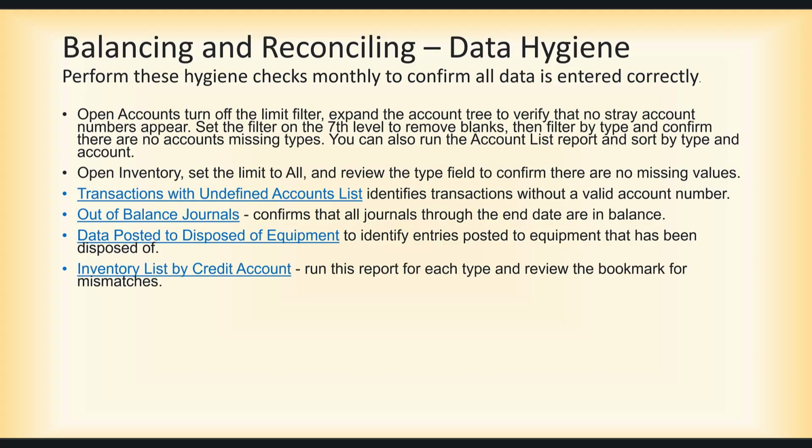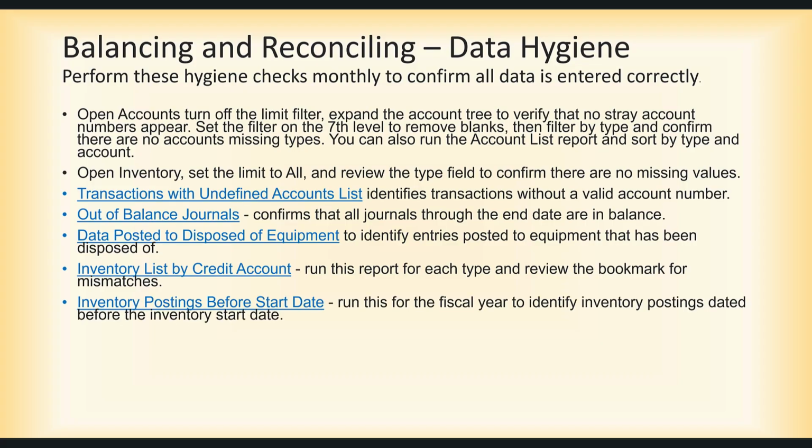Inventory list by credit account is a nice report to run. It's a little tricky because you need to use the bookmark for it. I'll explain that to you. But this will indicate immediately if you have any inventory codes that are marked with, like, a road material marked with a 110 account, or a part marked with a 109 account for the credit account in the inventory. So this verifies that your inventory you're running will post correct values.